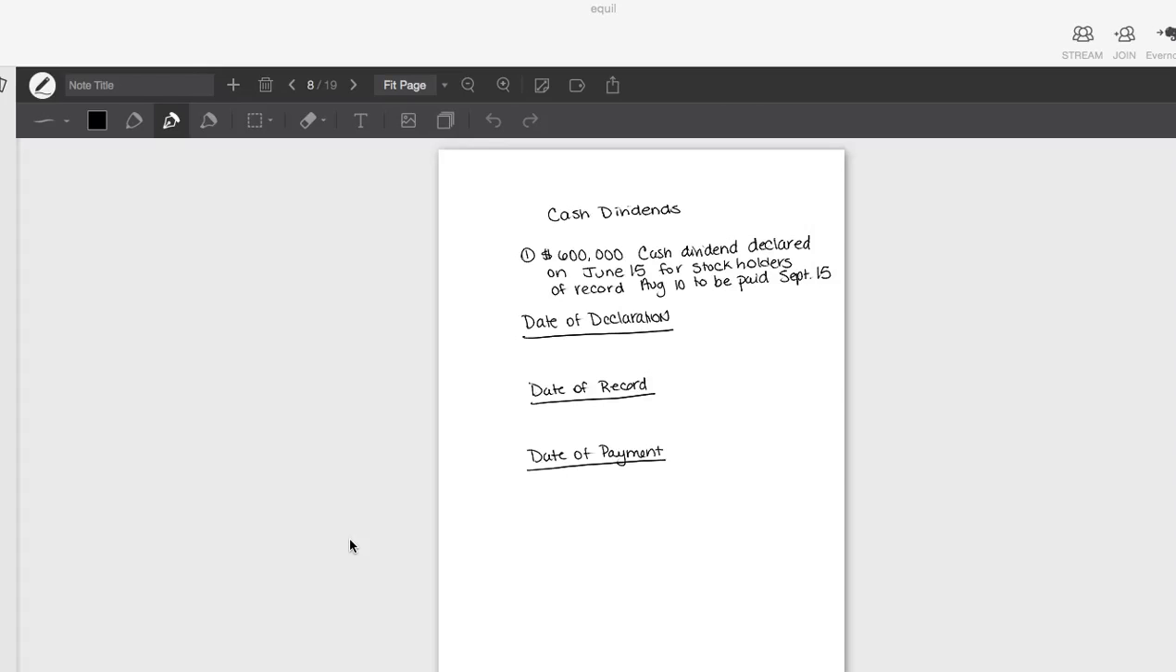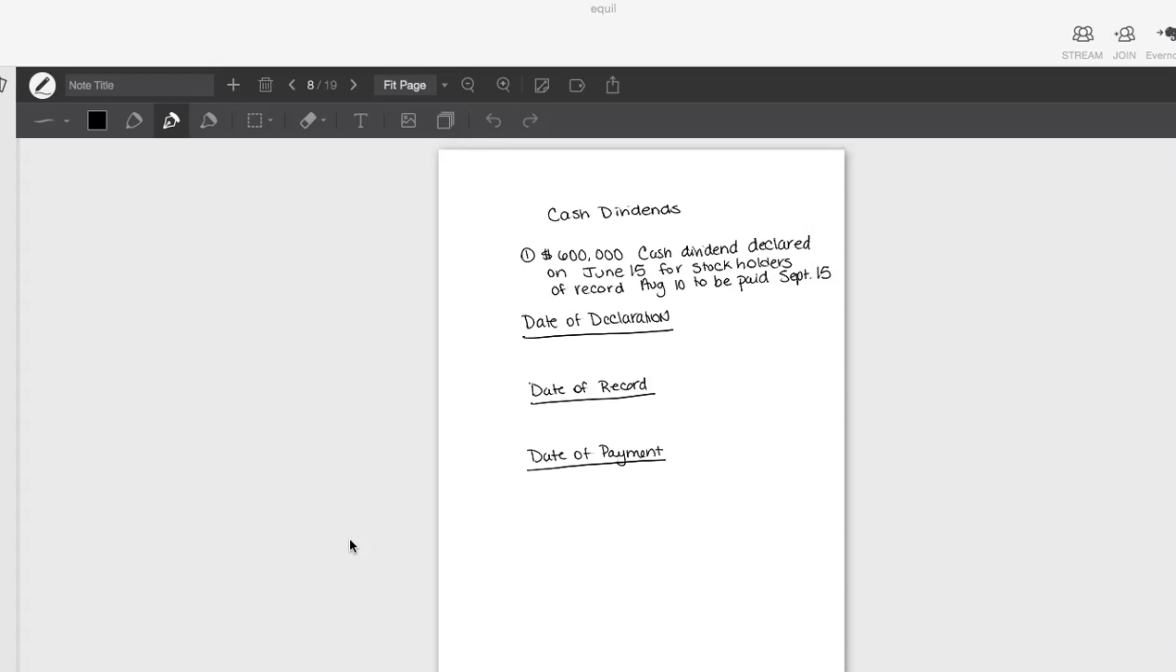There are three very important dates: the date of declaration, date of record, and date of payment. So our problem here says that we have a cash dividend declared of $600,000 on June 15th for stockholders of record August 10th, and it will be paid September 15th.